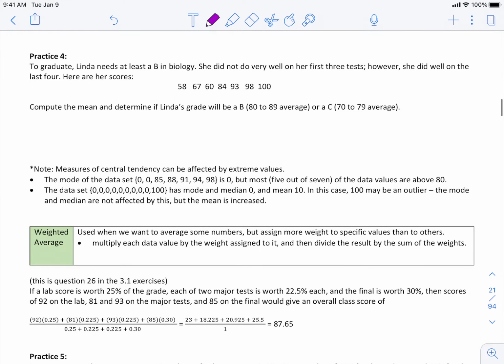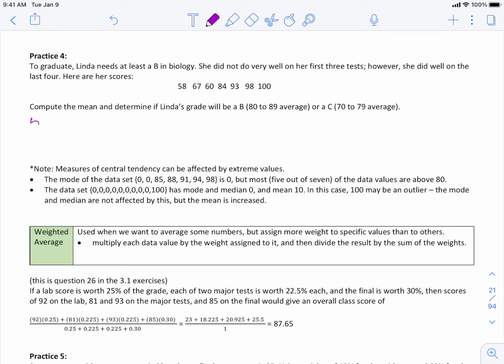So here's our practice. To graduate, Linda needs at least a B in biology. She did not do very well on her first 3 tests. However, she did well on the last 4. Here are her scores. Compute the mean and determine if Linda's grade will be a B, 80 to 89 average, or a C, 70 to 79 average.